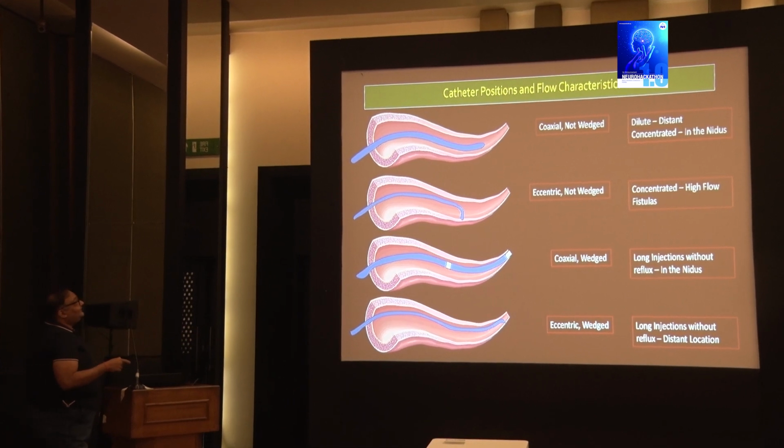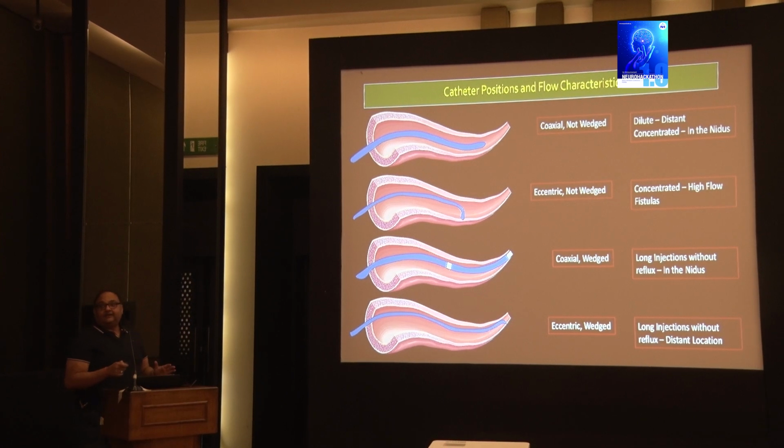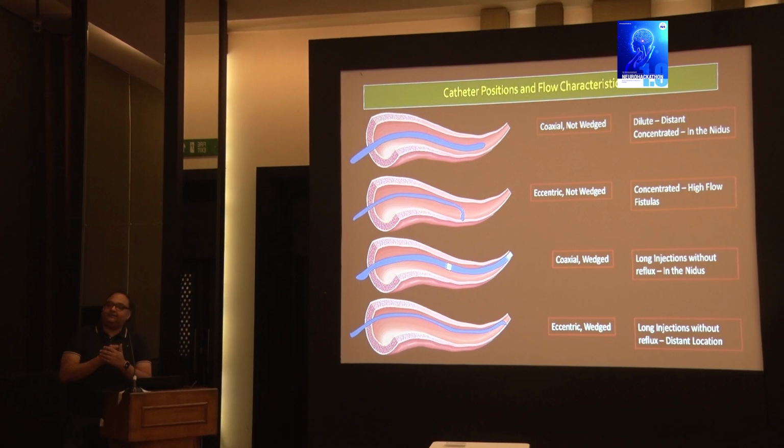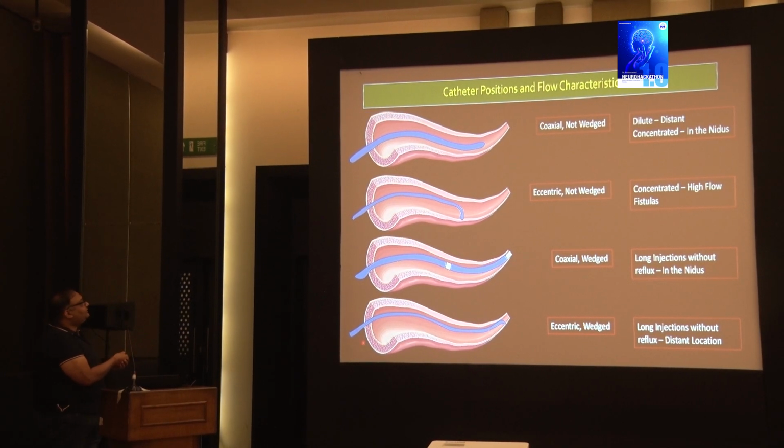In this entire discussion, once you have catheterized and reached the vicinity of the AVM, this is a single picture which is going to be useful for you because it shows you everything about what kind of hardware you would like to use and what kind of position you would like to achieve. For example, this is a position in which the microcatheter has been placed.